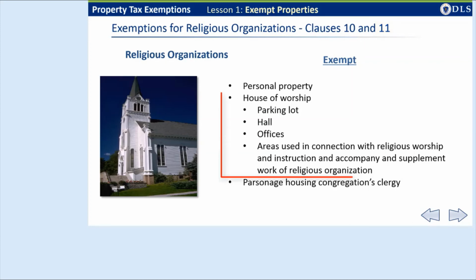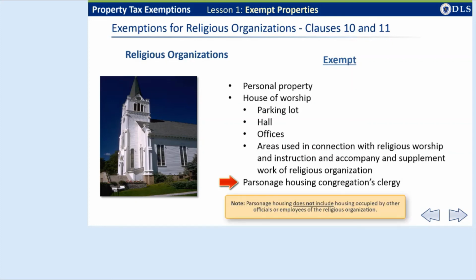A house of worship is not just the structure and rooms used for services and religious instruction, but includes parking lots, church halls, offices for clergy and staff, and other areas used for purposes that are connected with religious worship and instruction, and accompany and supplement the religious work of the organization. A parsonage is a residence occupied by the religious leader, pastor, or other clergy person of the denomination, who regularly officiates or conducts services at the congregation's house of religious worship. It does not include housing occupied by other officials or employees of the religious organization.